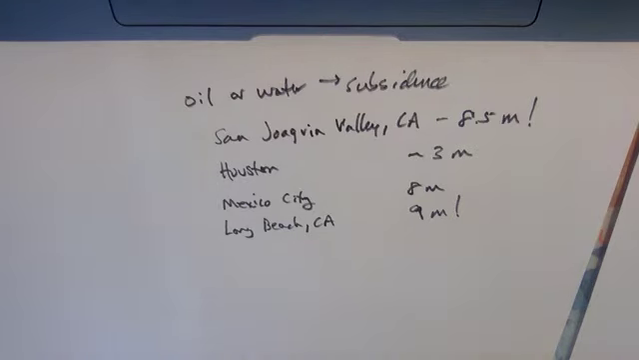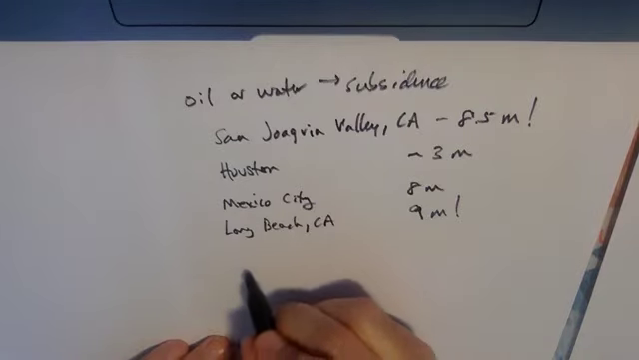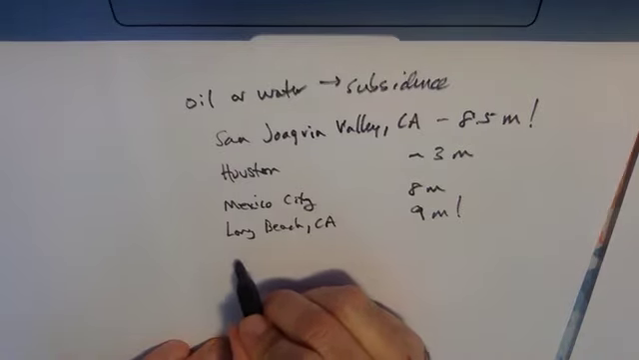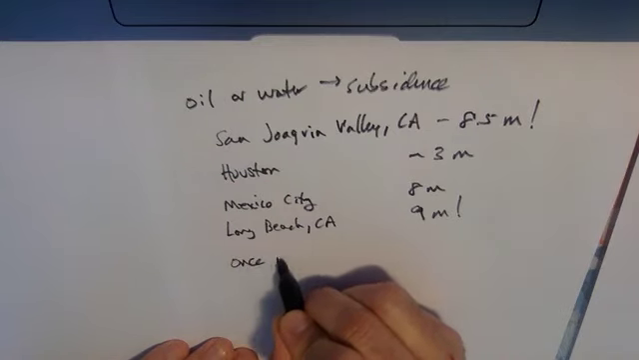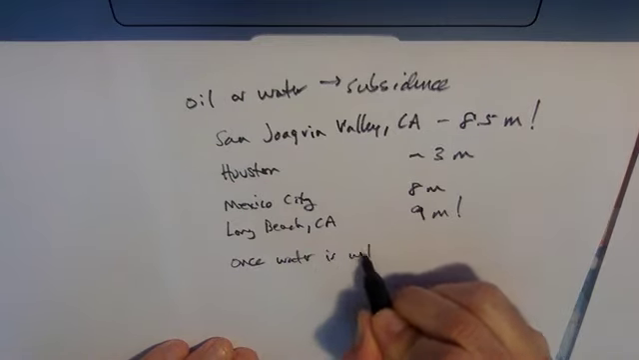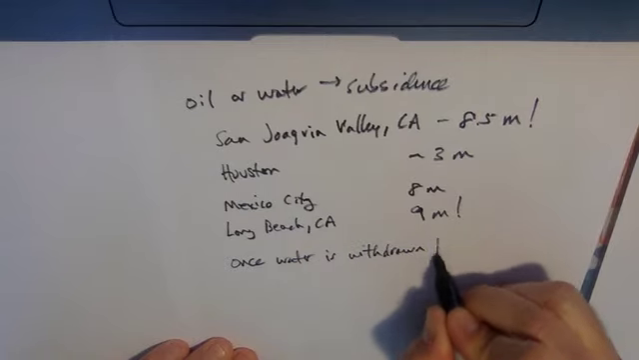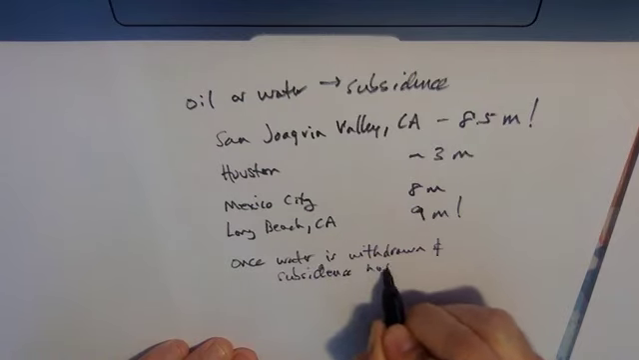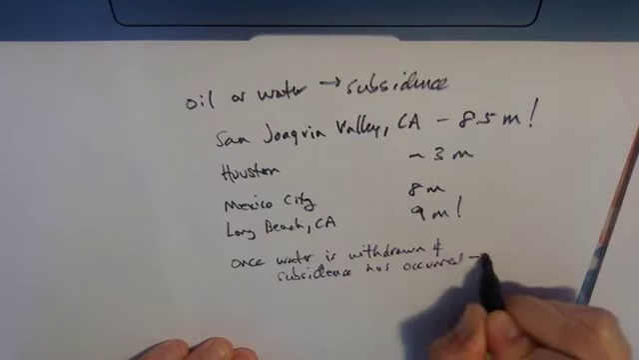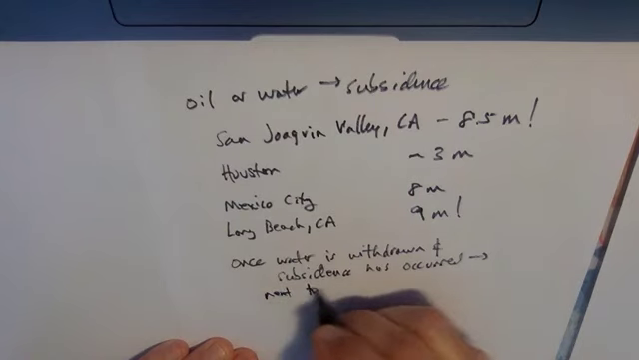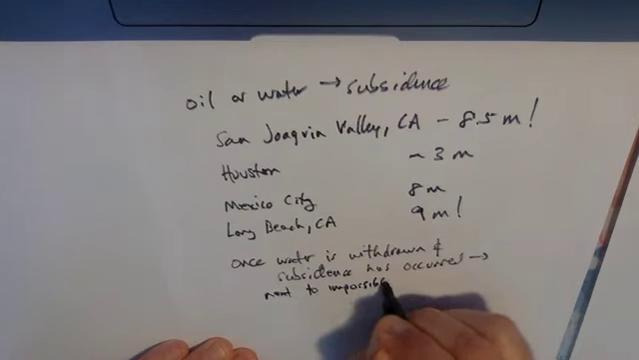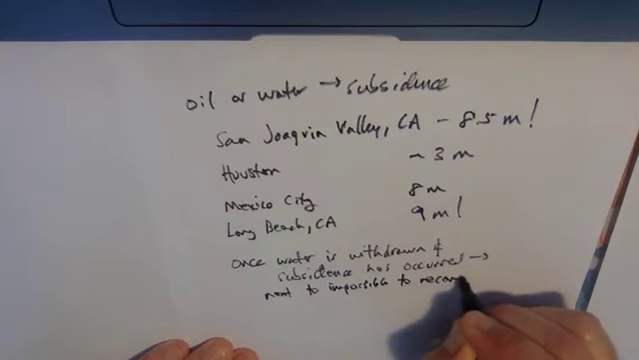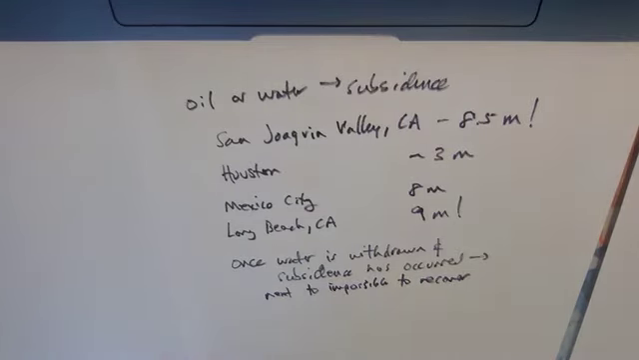Then you might say, okay, what's the big deal? You take the water out, you get this subsidence, then you can just pump the water back in. Well, it turns out that once the water is withdrawn and subsidence has occurred, it is next to impossible to recover the original thickness and to prop the land back up. This is largely irreversible.